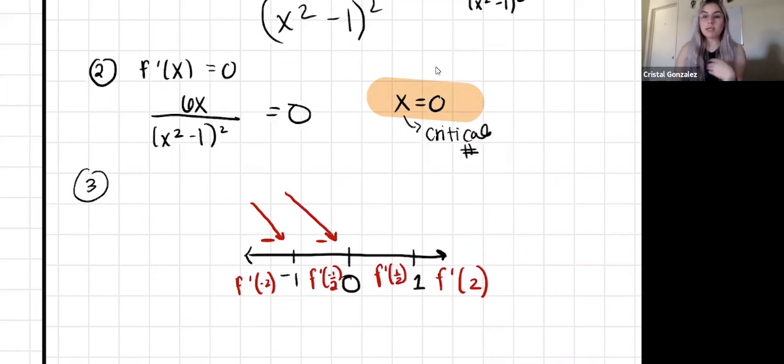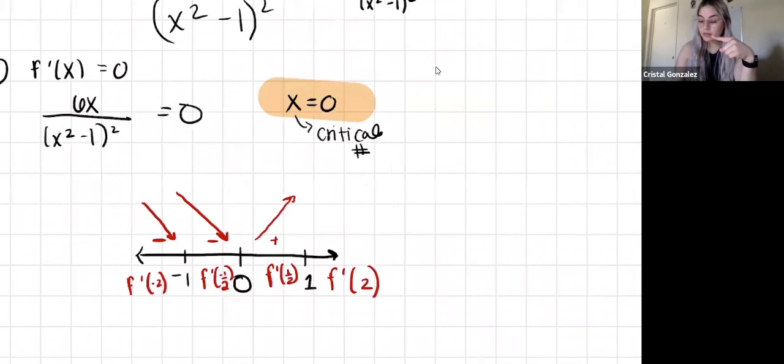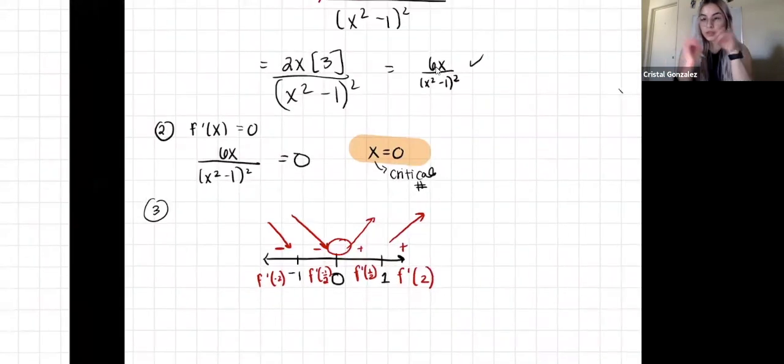And now if we plug in +1/2, that's going to be positive. So that means we are increasing in our function. And same thing here. So in this case, where our function was undefined, our function didn't behave differently in terms of increasing or decreasing, but we still needed to check, because it could be the case that that does happen.